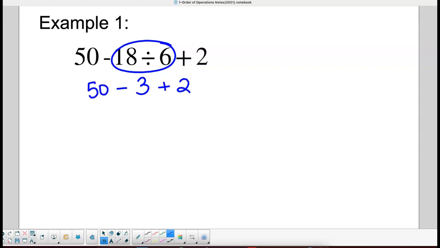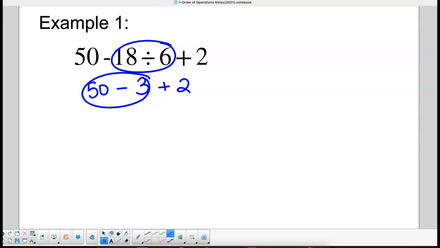What do I do first? Do I do the subtracting or the adding? Monica? Doesn't matter. It does actually matter, because we have to add or subtract from left to right. It definitely does make a difference. We're going to start here, just like we were reading a book, and move from left to right.